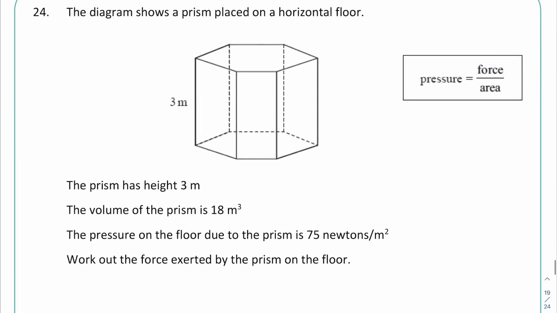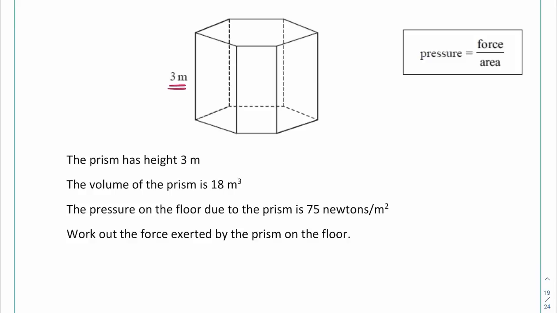Pressure, force and area. So this particular question here, we have a shape drawn for us. It says the prism has a height of 3 meters, which we can see there. The volume of the prism is 18 meter cubed and the pressure on the floor is 75 newtons per meter squared. Work out the force exerted by the prism on the floor.